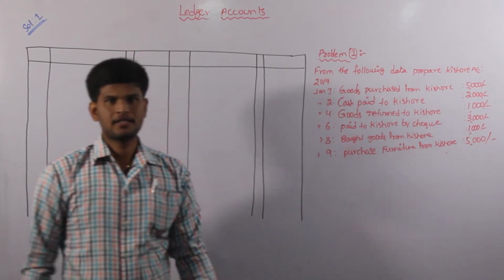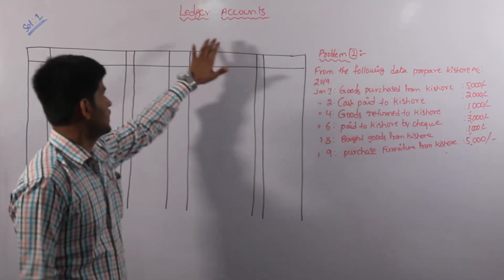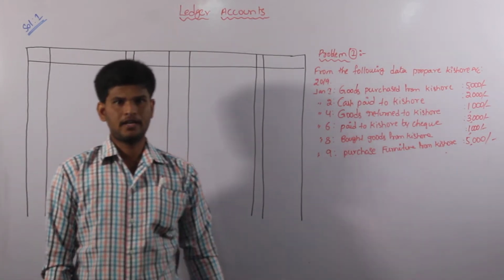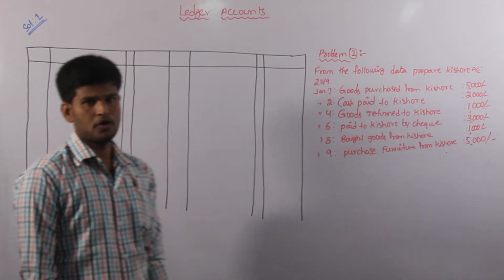Hello my dear students, come to know our most important problem in our final examination, that is ledger account. It consists of 5 marks in our final examination, part B of accounting paper. Let us know the ledger accounts, how we are going to prepare.